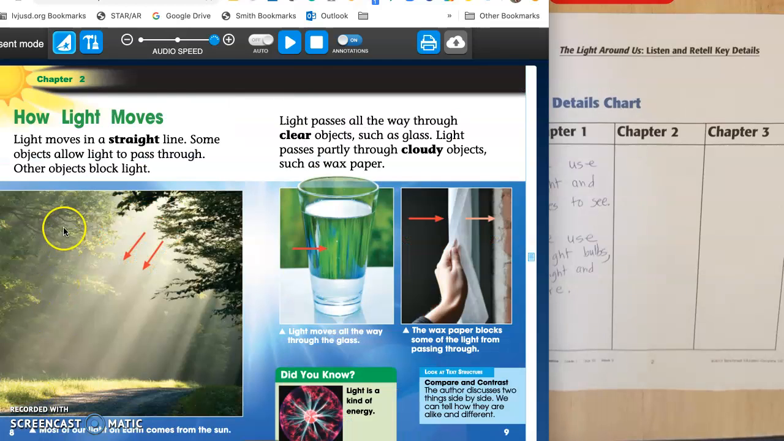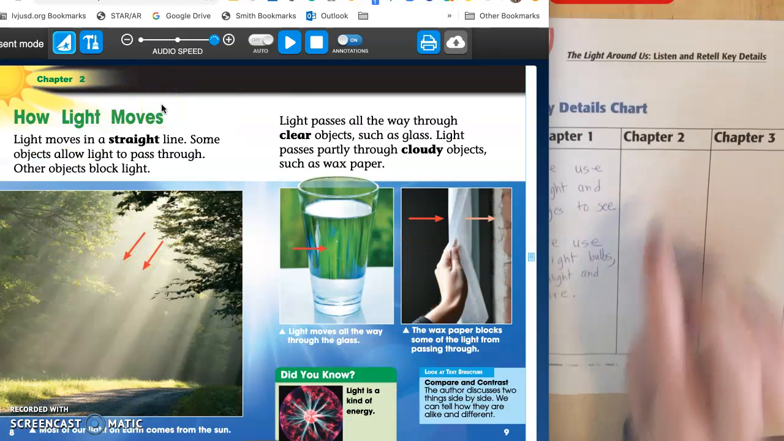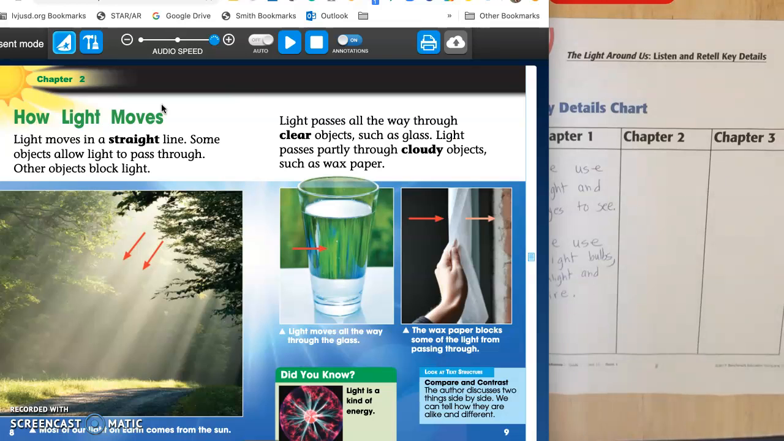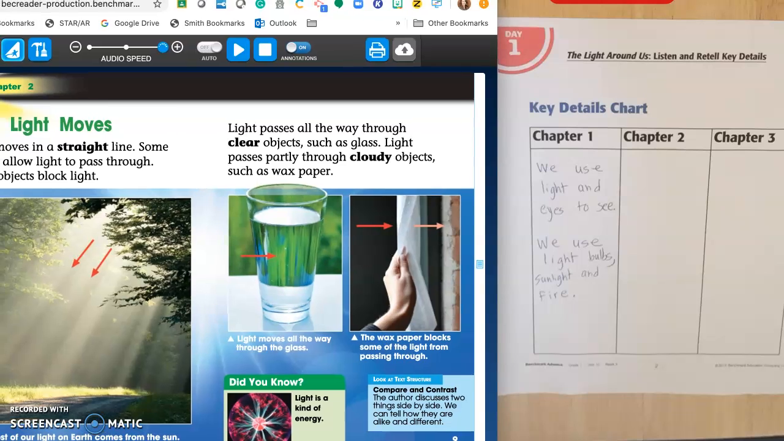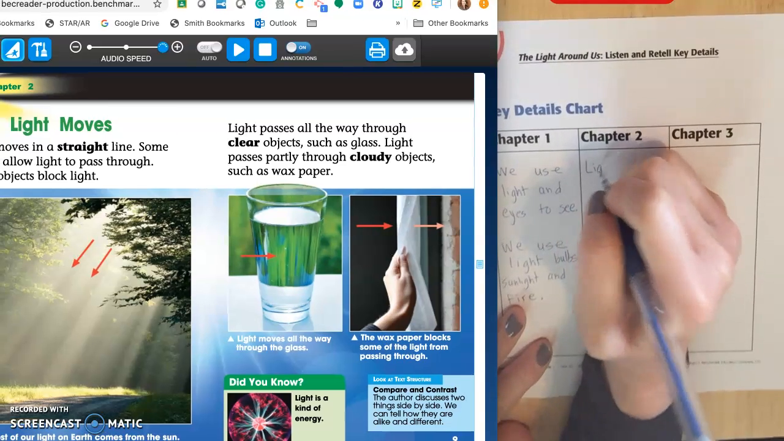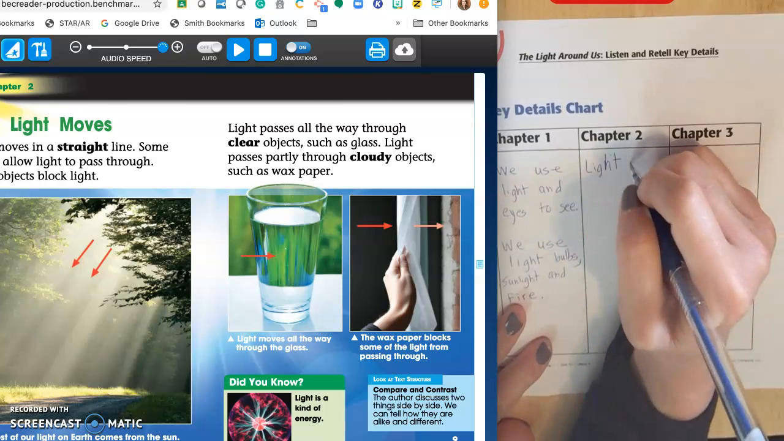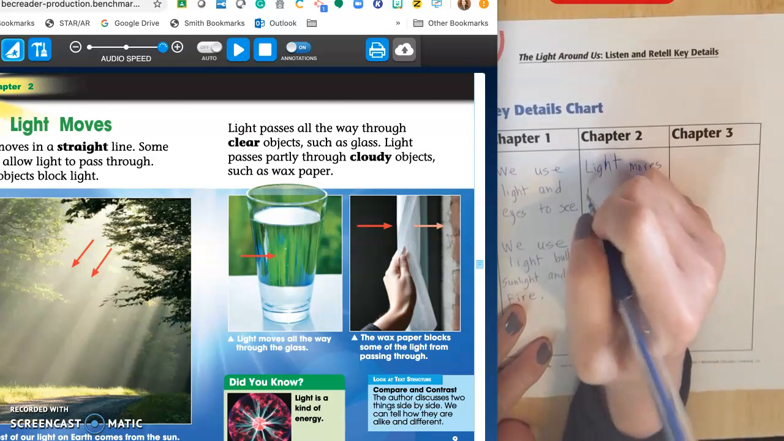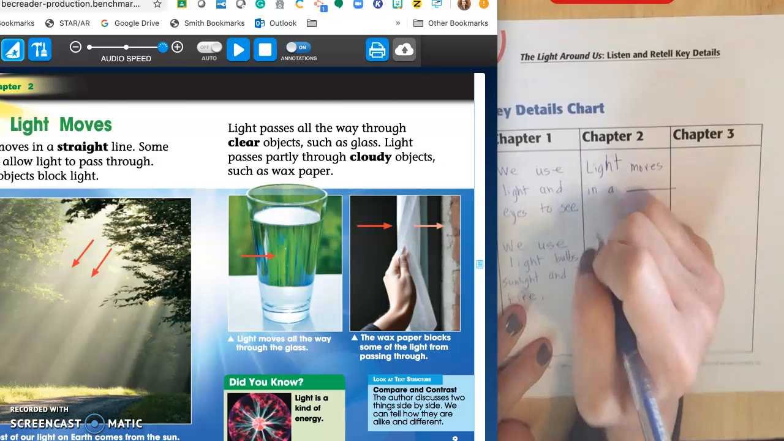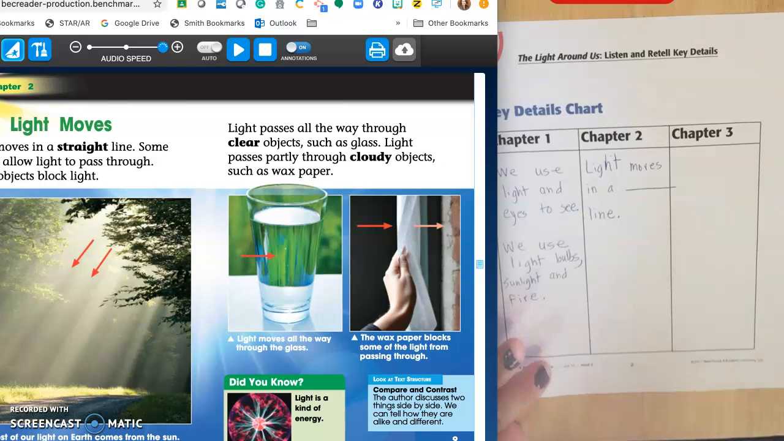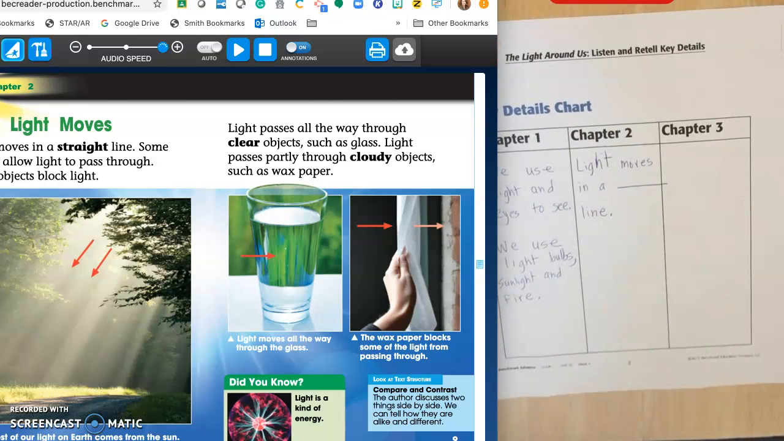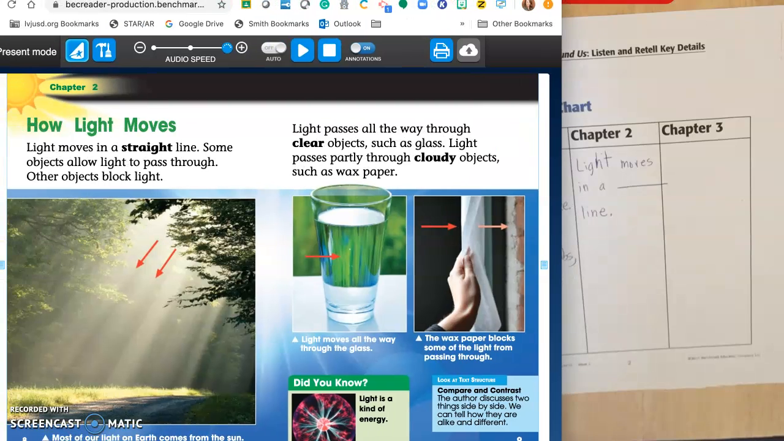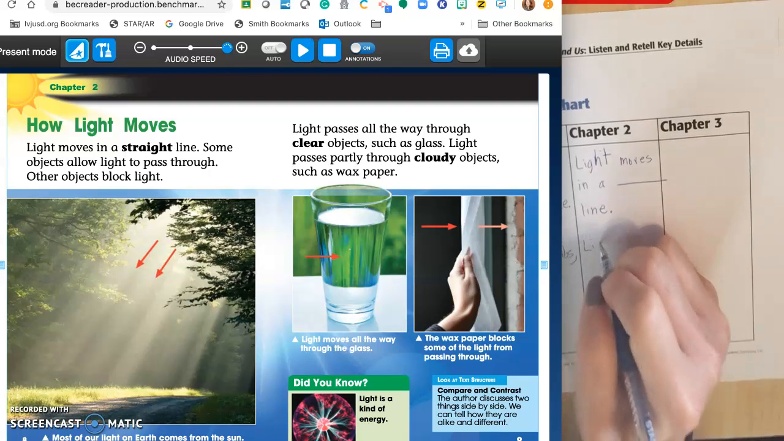Okay, so this chapter talked about how light moves. Your first detail can be about how light moves. Reread the first sentence to recall how light moves. Light moves in, I'm going to leave that word for you. We find it in the text. How does it move? In a what line? And then we learned how light can pass through objects in 3 different ways.